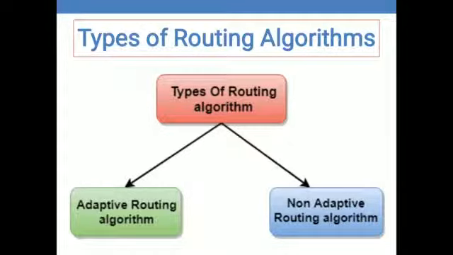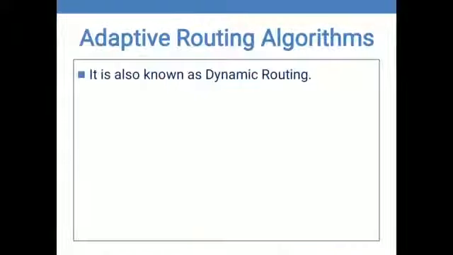Let's see what this adaptive routing algorithm is. The adaptive routing algorithm is also known as the dynamic routing algorithm. What is dynamic? Dynamic means variable, not constant. A constant path is called a static one, but here it is dynamic routing. The other name for dynamic routing is the adaptive routing algorithm.